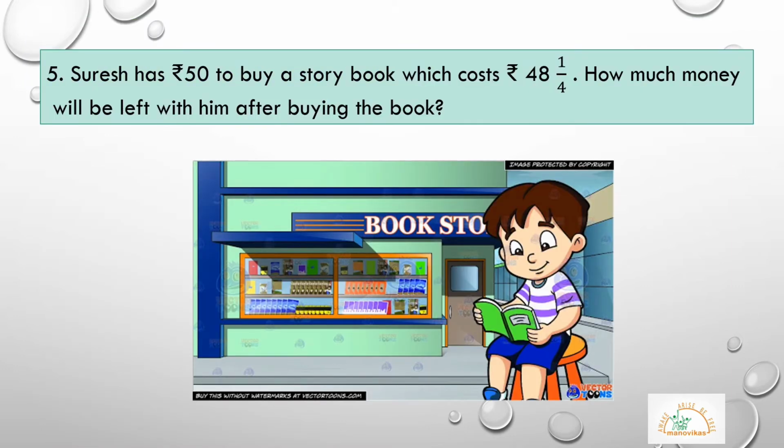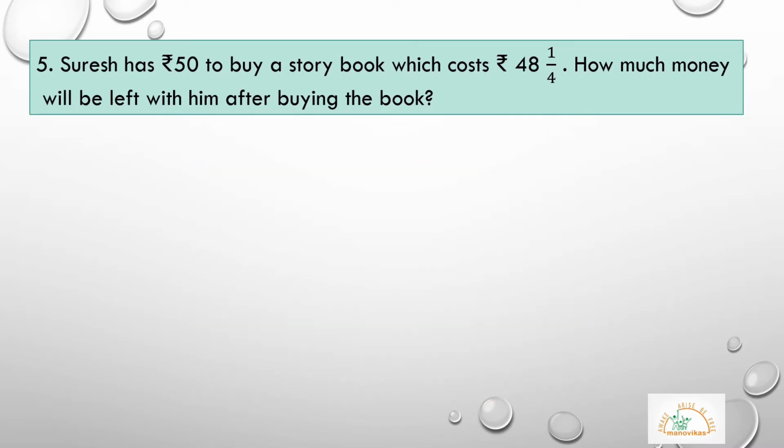Fifth, Suresh has rupees 50 to buy a storybook which costs rupees 48 1/4. How much money will be left with him after buying the book? Now, here the storybook costs rupees 48.25. But Suresh had 50 rupees. So we have to find after buying how much money will be left with him. So what are we doing here, students? Yes, we are subtracting. Here is the solution.